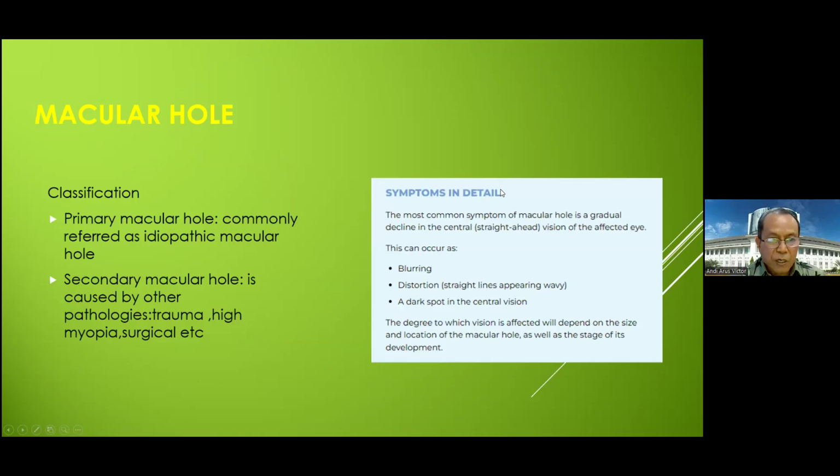Classification of macular hole: we divide it into primary macular hole, commonly referred to as idiopathic macular hole, and secondary macular hole caused by other pathologies such as trauma, high myopia, and surgical.